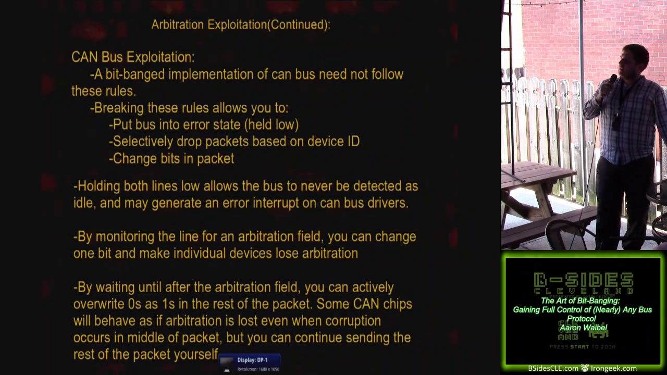Should mention that even though technically they're not supposed to be monitoring the line after the arbitration field, a lot of CAN bus monitors just use the same method for writing all bits. So in some of them, you can't actually change the bits. You can only make them drop packets, but it's still kind of useful.